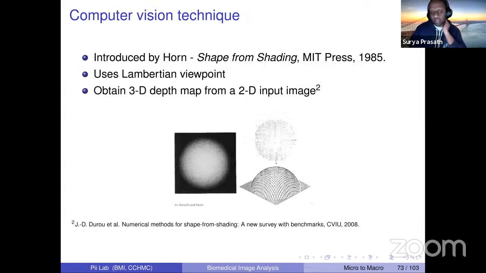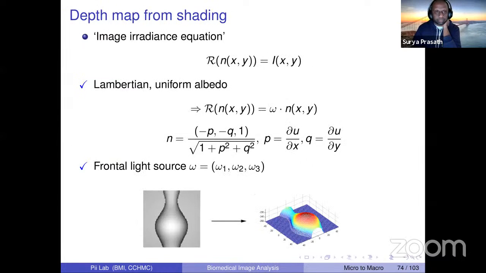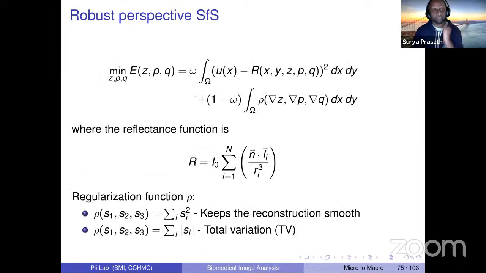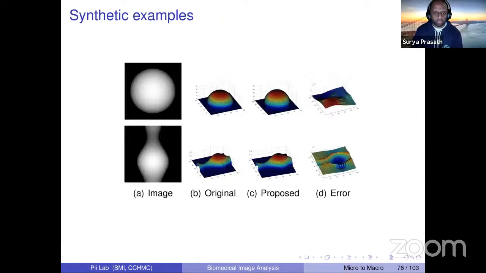This idea is nothing new. It's been there for the last 30 years. What it does is, given a 2D image, it tries to plot the 3D shape of it. It's called SFS, or shape from shading. It's again based on simple calculus. It works based on the image irradiance equation, because images are obtained based on how much irradiance there is. And if you know where your light source is, you can actually reconstruct the 3D shape. Again, there is a minimization going on here. I will not go into the details.